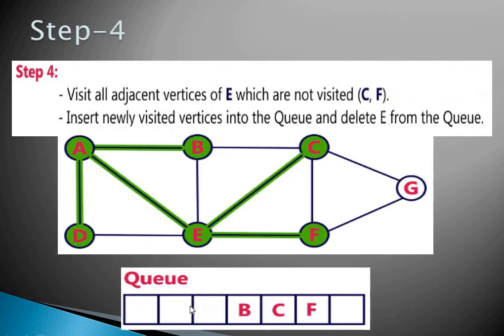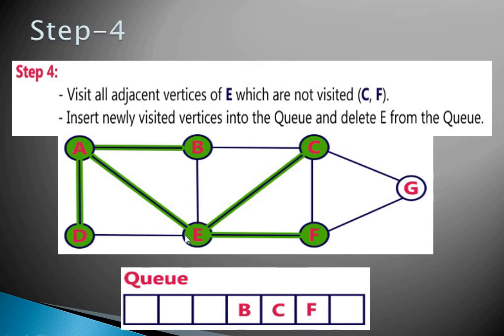The next vertex, which is newly adjacent, is E. E's adjacent vertices here are C and F. So these are the vertices which are added to the graph, right? So C and F will be added to the Q. B is already there. Now you have to add the new vertices C and F. Now this E will also be removed from the Q, right?